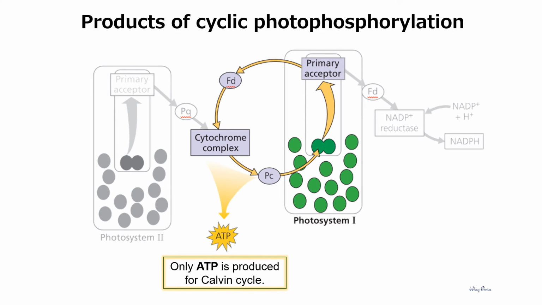If compared with non-cyclic photophosphorylation, this shorter pathway only produces ATP, because the electrons do not pass from ferredoxin to NADP+. They pass from ferredoxin to the cytochrome complex and to plastocyanin, and return back to the P700 in PS1.